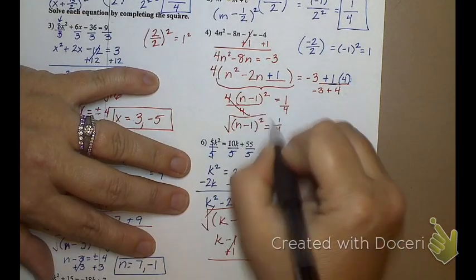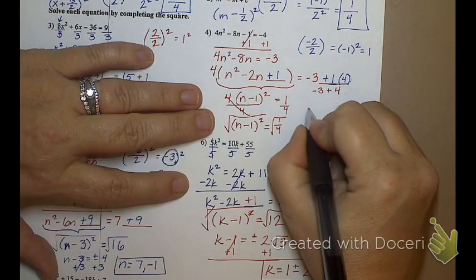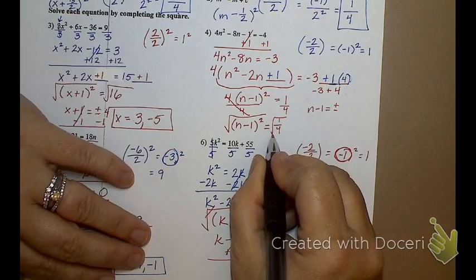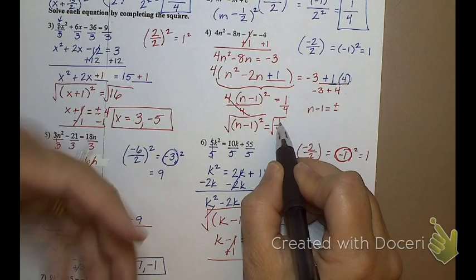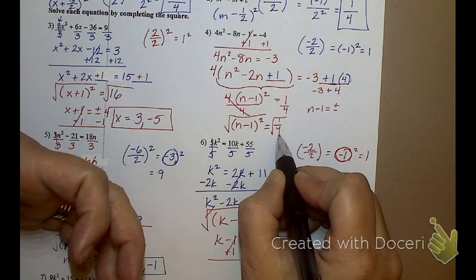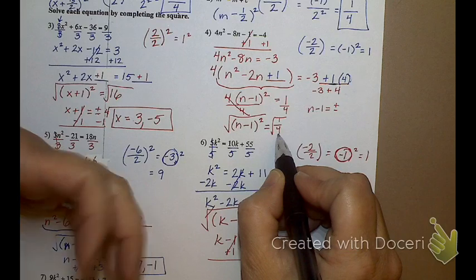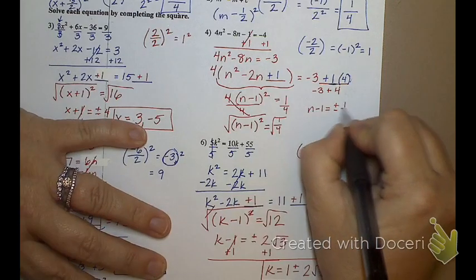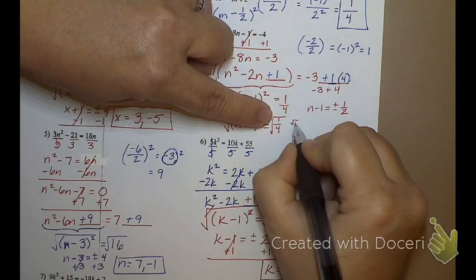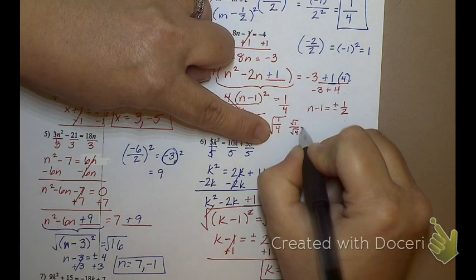When I square root, how do I square root 1/4? I have n minus 1 equals plus or minus. What's the square root of 1/4? Well, what's the square root of 1? And what's the square root of 4? Square root of 4. 2. Come on, Tyree. So it's 1/2. I just did the square root of 1 and the square root of 4. That's 1/2.